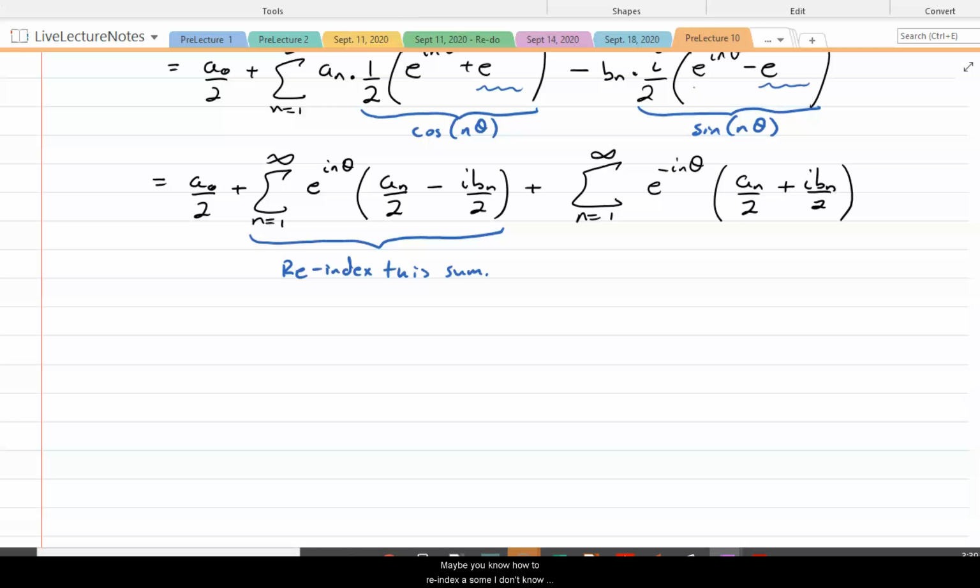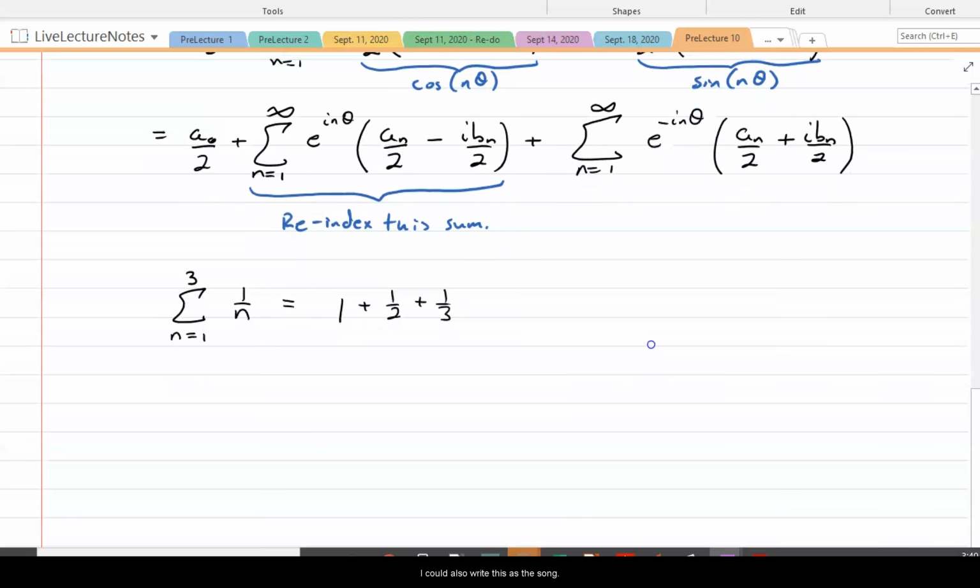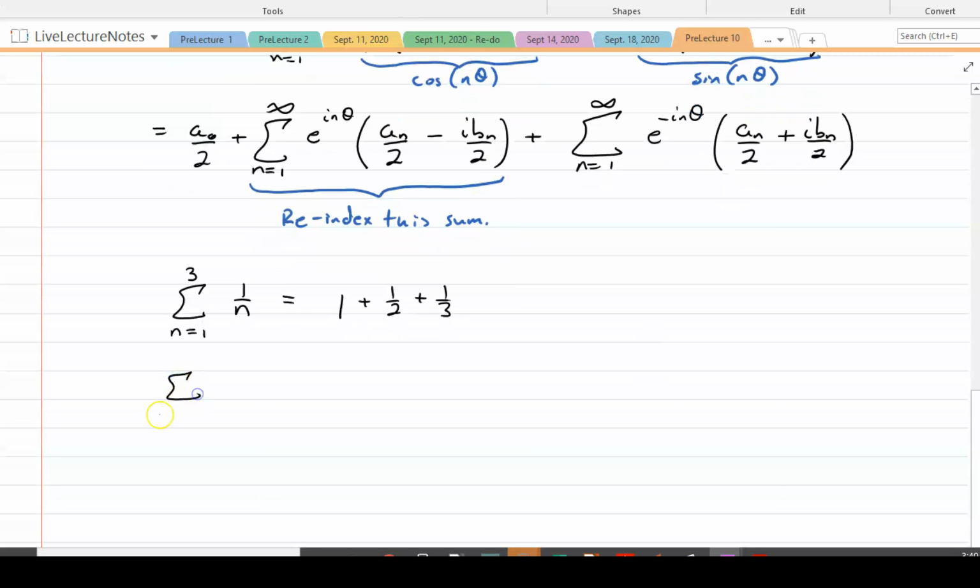Maybe you know how to reindex a sum, I don't know. So for example, what if I wrote the sum from n equals 1 up to 3 of 1 over n? Okay, what is this? This is 1 plus 1/2 plus 1/3, right? But I could also write this as the sum n equals 0 to 2 of 1 over n plus 1, right? That would also be 1 plus 1/2 plus 1/3, right?